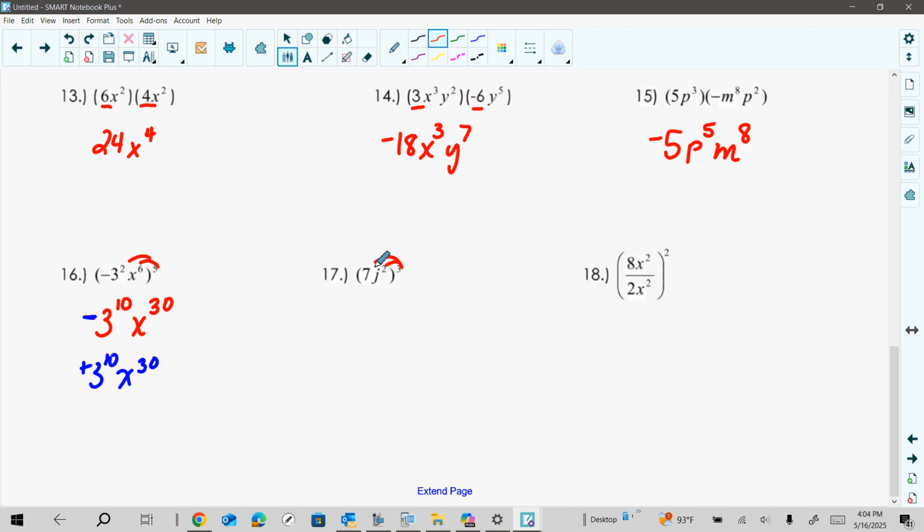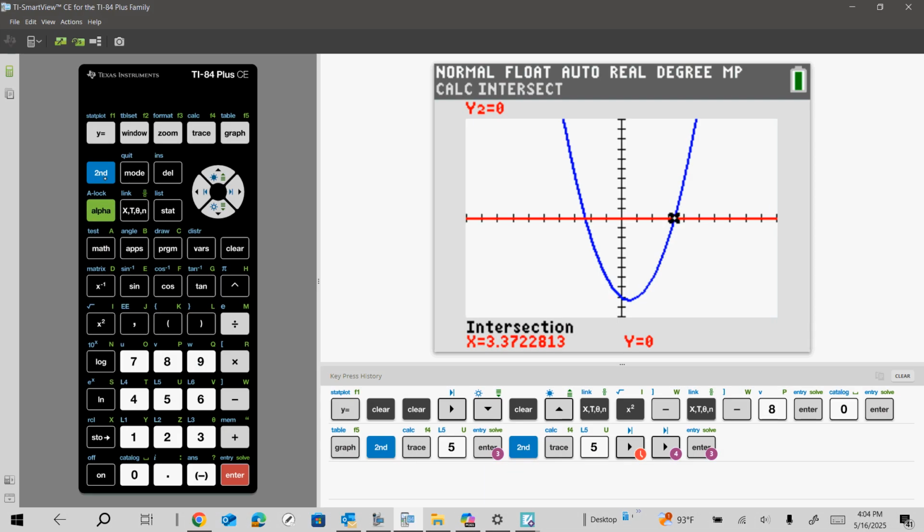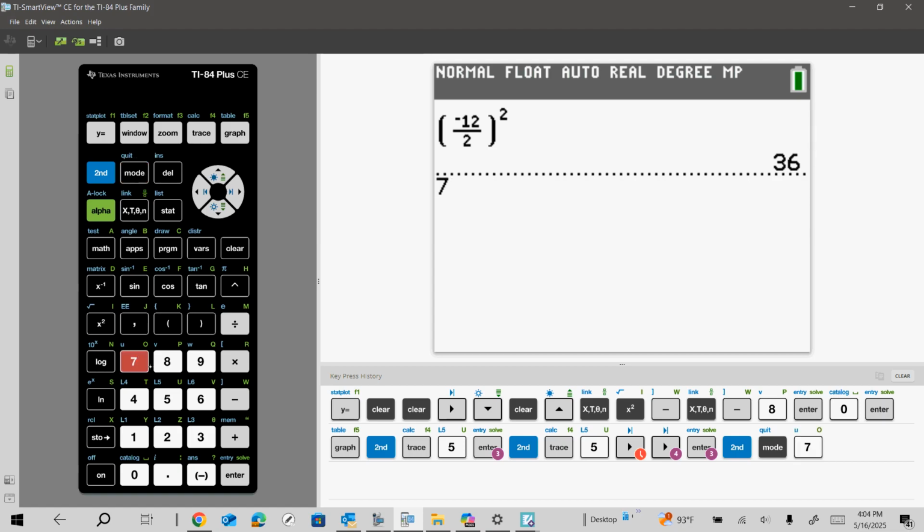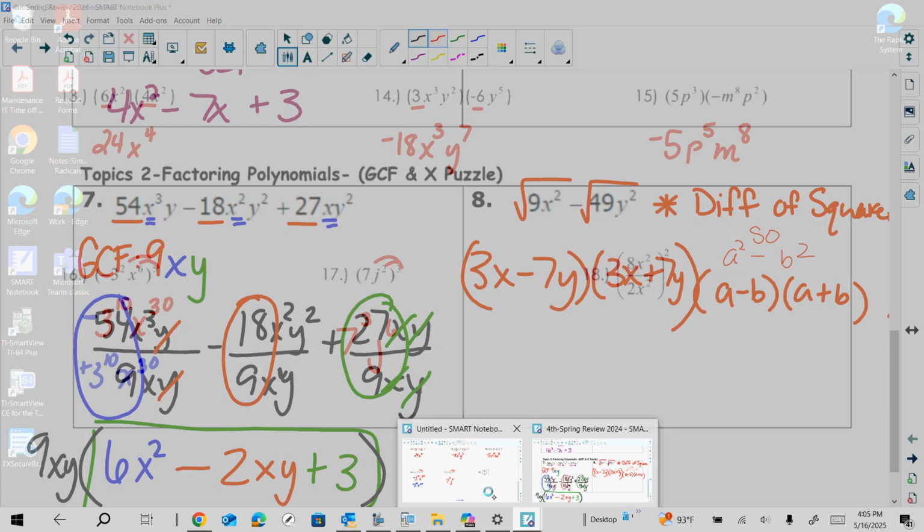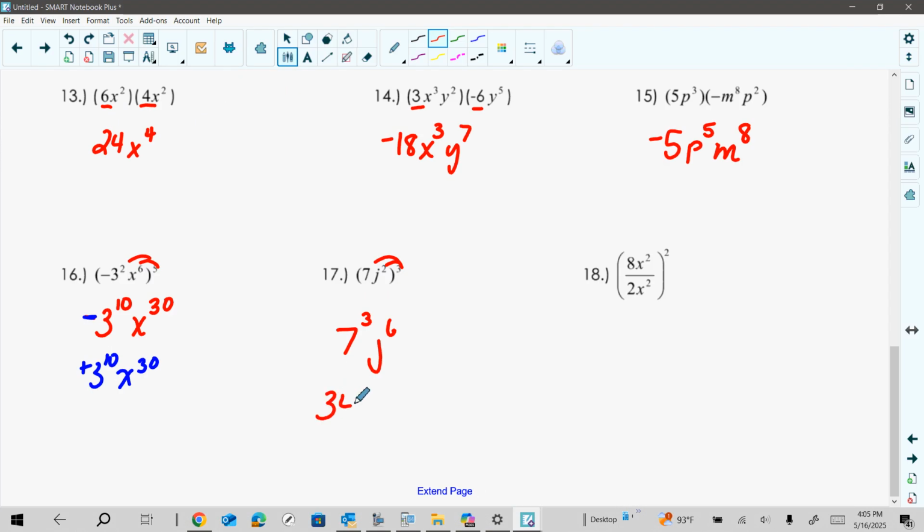Again, we're distributing the exponent. This is 7 to the 3rd and j to the 6th power. Then we're going to simplify the 7 to the 3rd. Remember on our calculator, you just put 7, raise it to the 3rd power. You use a caret above the division sign. That's 343. So we get 343 j to the 6th power.